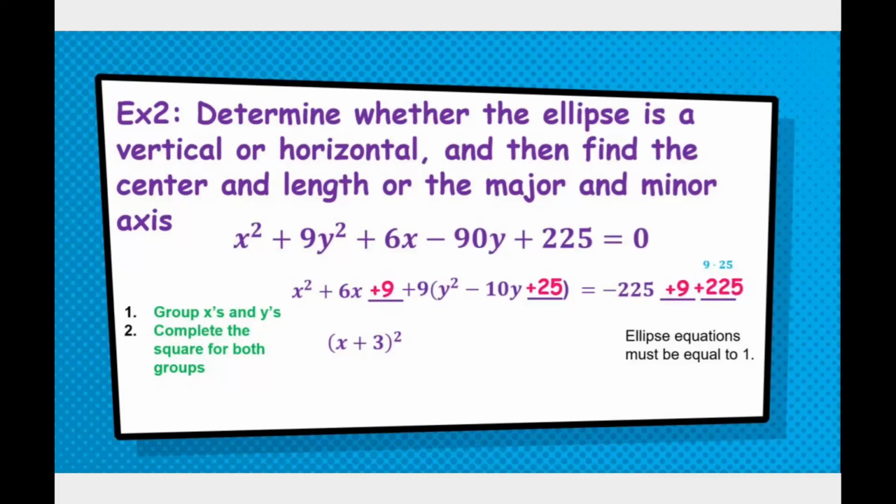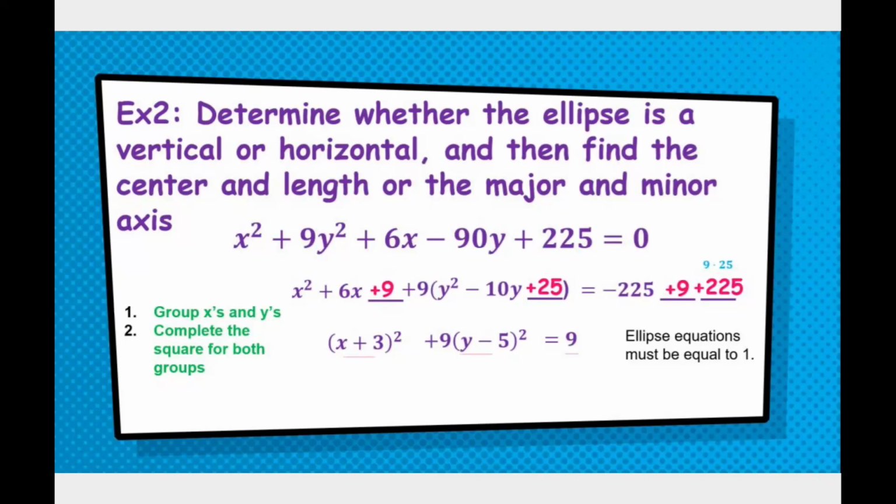This x squared plus 6x plus 9 would factor as x plus 3 times x plus 3, which is x plus 3 squared. We're going to leave the 9 out here in front. And then y minus 5 times y minus 5 is y minus 5 squared. That all equals 9.